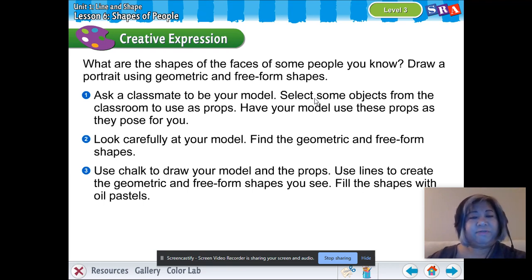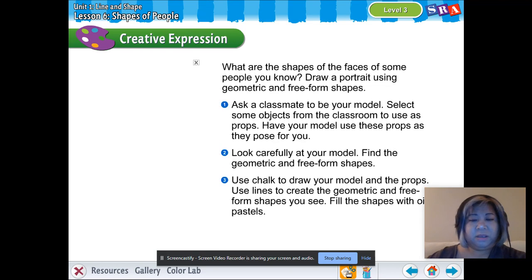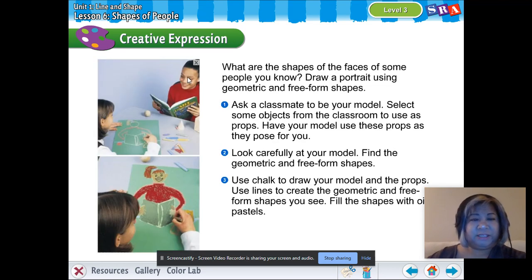Carefully look at your model. Find the geometric and freeform shapes. You can use chalk to draw it, or your pencil, or your crayons. Use these lines to create the geometric and freeform shapes that you see and fill the shapes in. Example, this is just a picture. See where she's working with someone. She told him to hold a book, so she could draw a picture of him holding a book.